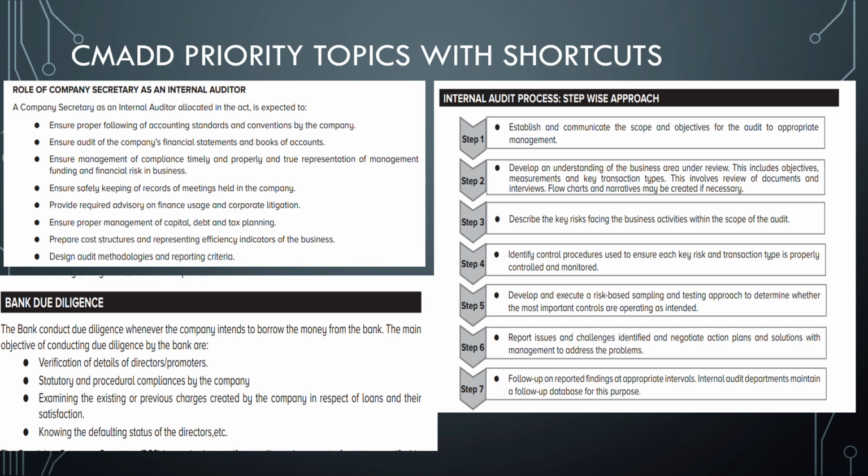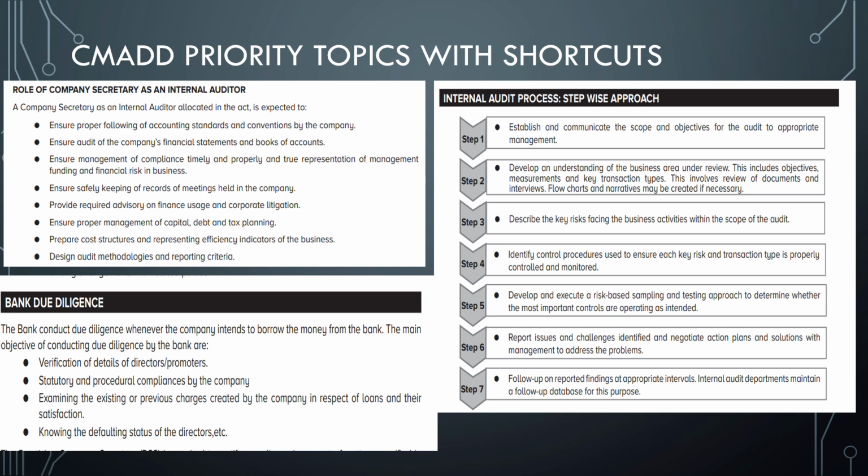So, a slightly trickier question which I made very easy for you. Now let's recall once again. The shortcut is SPEED. S is for safely keeping, P is for preparing cost structures, and E is for ensure proper management, audit of a company, and management of complaints timely and properly, true representation of management, funding. D is for design audit methodologies, reporting criteria.